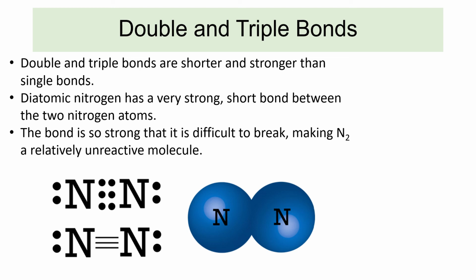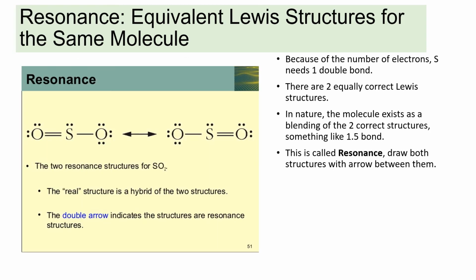Double and triple bonds are shorter and stronger than single bonds. One example, the diatomic nitrogen is a very strong short bond, and the bond is so strong that it's difficult to break, making nitrogen relatively unreactive, which is helpful because most of what air is nitrogen. Resonance we've already talked about, and we've talked about this particular molecule, but I put this in because the picture is a little bit more clean, and it shows how both structures are valid. They're equally valid, and so the real structure is a blending of the 2.